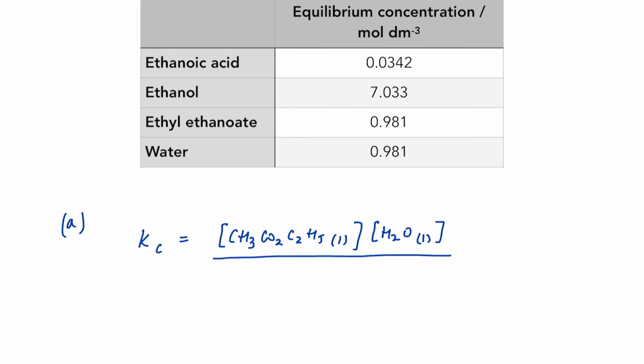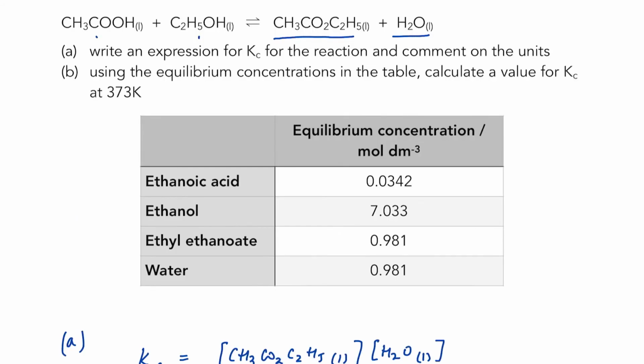Okay, and our reactants were ethanol, C2H5OH as a liquid, and ethanoic acid. So products over reactants. And we should be able to see straight away that there are not going to be any units because I have the same number of moles on the top and the bottom, and that's exactly what you would state in your answer to this question. Okay, moving on to part B. Calculate a value for Kc at 373 Kelvin.